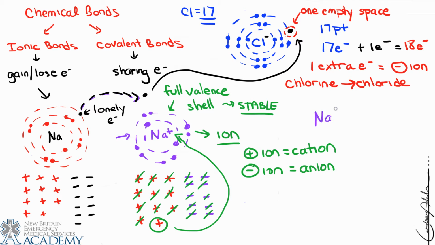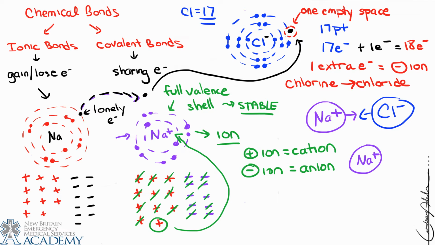So now we have a positively charged sodium ion and a negatively charged chloride ion as well. It's one positive charge, one negative charge. The positive charge and the negative charge are of equal magnitude, and they're attracted to each other. So the positive charge associated with the sodium is going to be drawn to the negative charge associated with the chloride, and together they'll just sort of stick together like magnets. They will form an ionic bond.